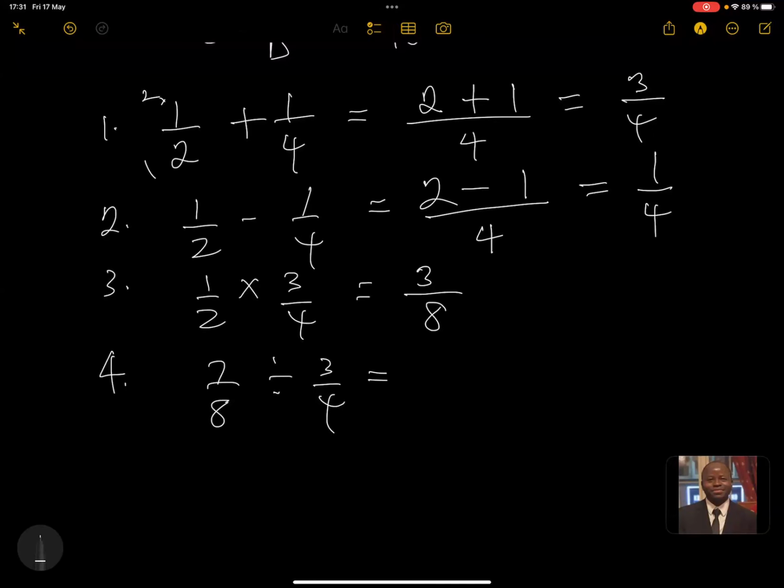Now, how can we deal with division? The division operation is not like the other ones. We cannot perform the operation of division directly. We have to find a way to simplify division using multiplication.